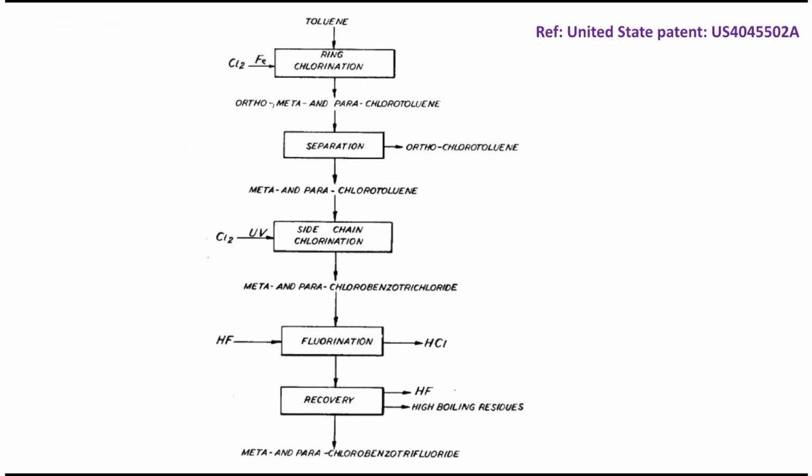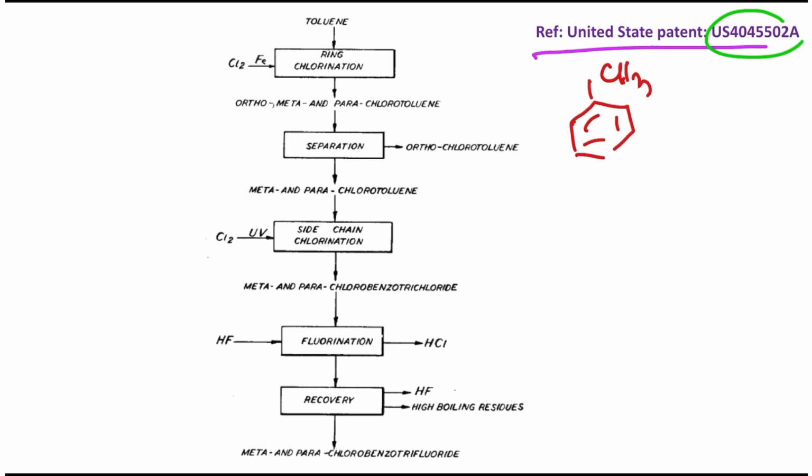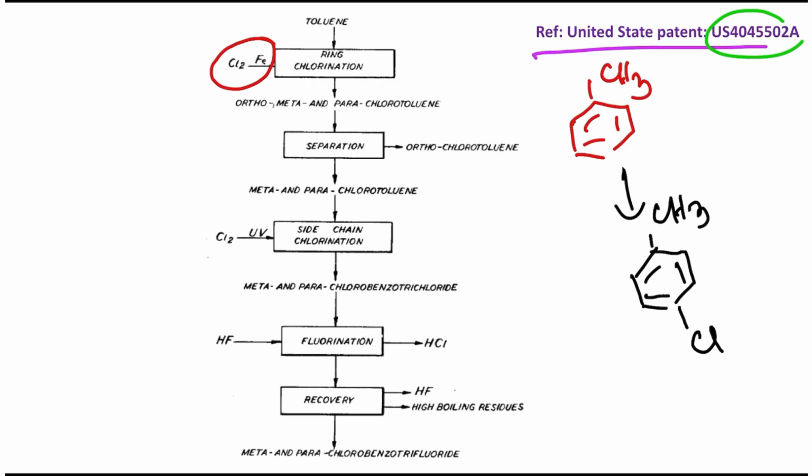If I consider the reference part, this problem is taken from this US patent. You can verify. And one interesting chemistry I want to inform you, student: if you take toluene, this is the toluene molecule, and treat it with chlorine and iron powder, it results in ring substitution, meaning aromatic electrophilic substitution. Why? Because first chlorine reacts with iron and produces iron(III) chloride, which acts as a Lewis acid and results in aromatic electrophilic substitution. It results mainly in ortho and para, although some meta is also produced.